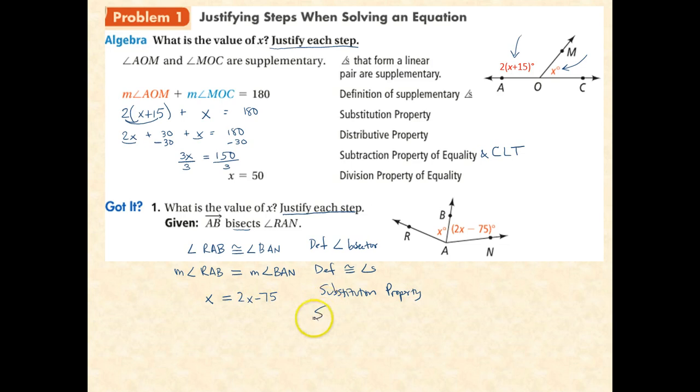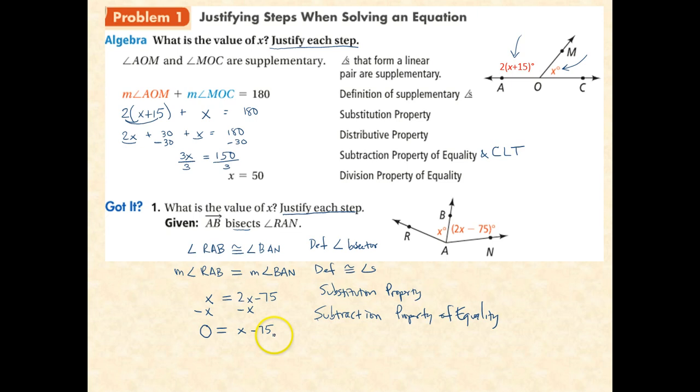If I was to subtract, by using the subtraction property of equality, and if I was to subtract x from both sides, what would I get? Is it a mystery? 2x minus x is x, and I would still have minus 75. And what do I have over here? Nothing? If I have x and I take away x, I have nothing. And what's nothing in math? 0.